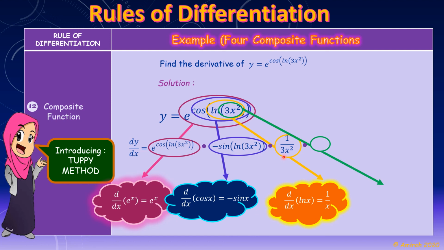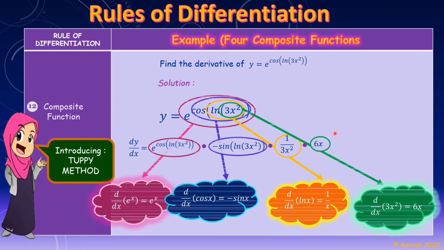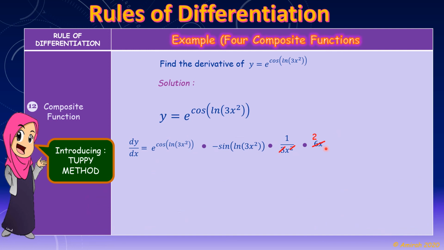After that, we differentiate the innermost function, which is 3x squared. When we differentiate 3x squared, we can use the power rule, so we have 6x. From here, we can simplify 6 and 3, so we have 2. And we can simplify x and x squared, so we have x here.